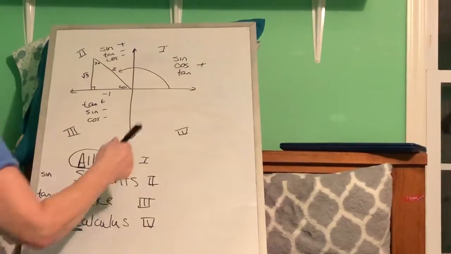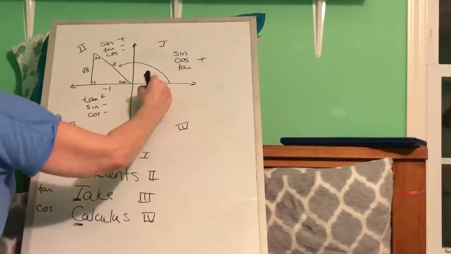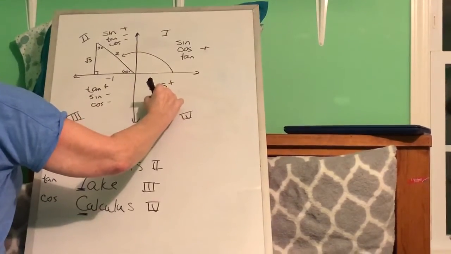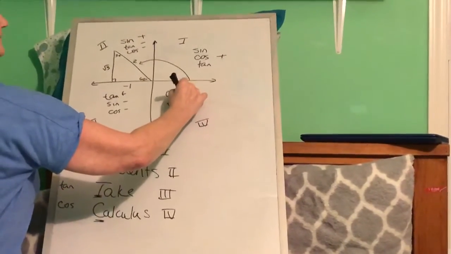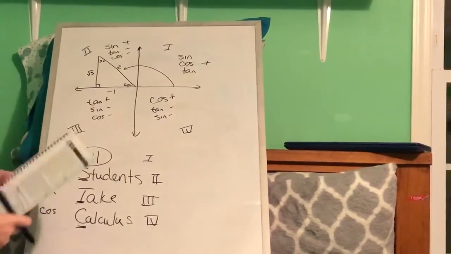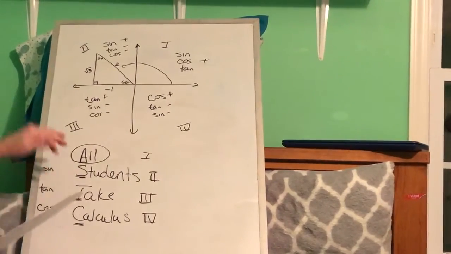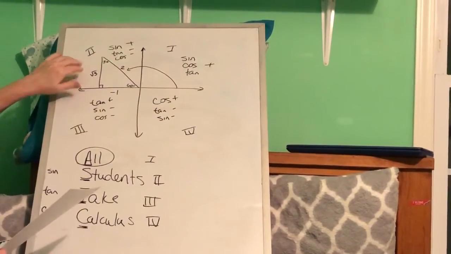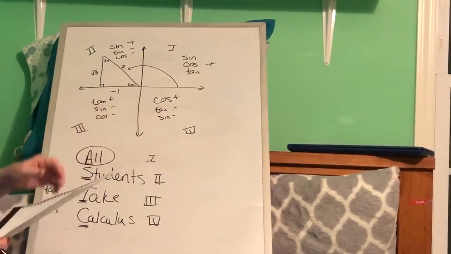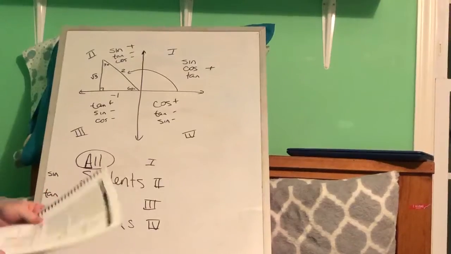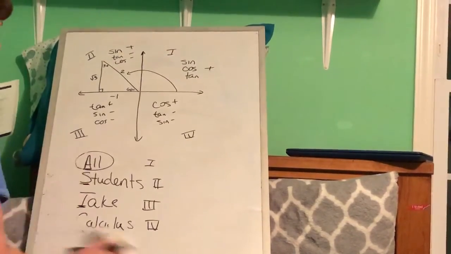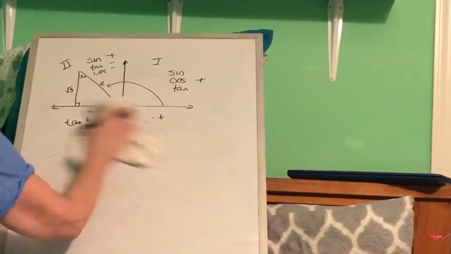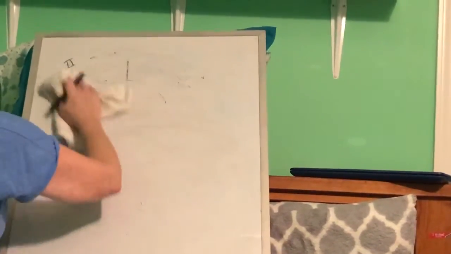And in the fourth quadrant, we see that the cosine is positive, which means that tangent and sine are both negative. So learn, all students take calculus, and that tells us which trigonometric functions are positive in each quadrant. That needs to be memorized. You'll have a section of homework that will just work on that particular idea.